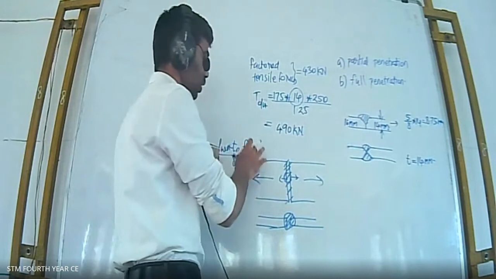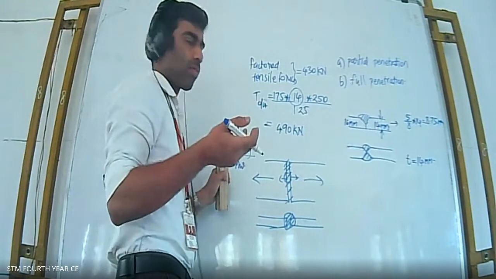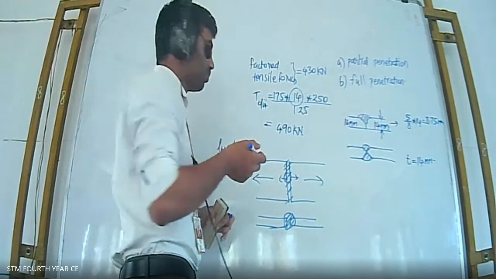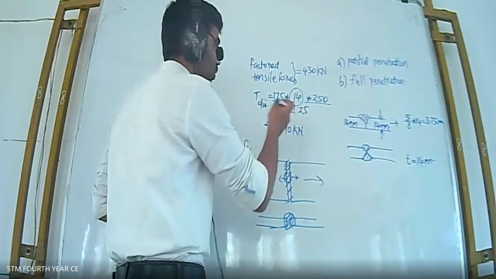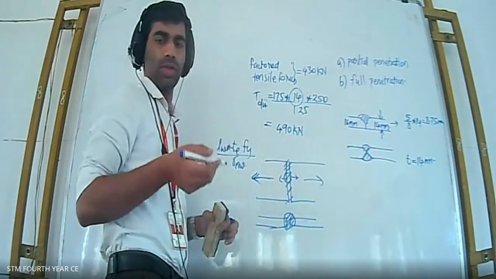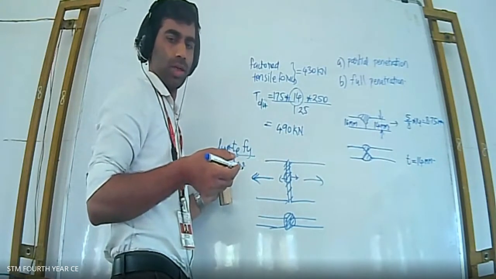So that is why I am taking like this. That is why I am not taking root 3. If there is any shear, then only the root 3 will come. Since it's a butt weld, you need not provide root 3. So that is why I have not provided root 3. I hope the concept is clear.